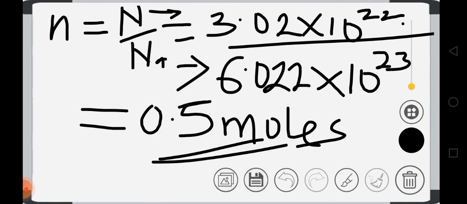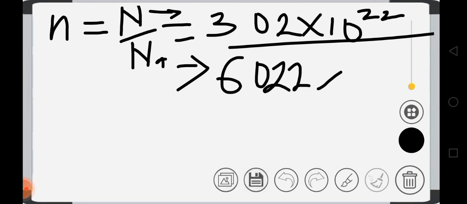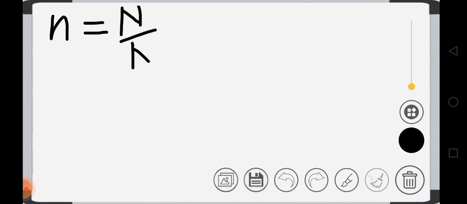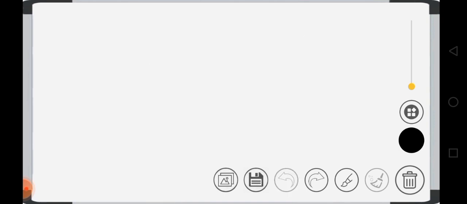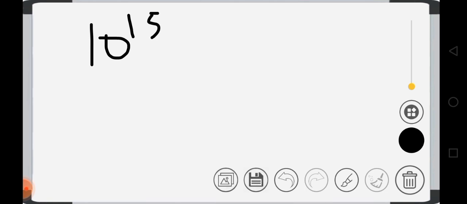So if I ask you now, let's quickly recall back to see what we did before. Let me ask a question now. What is the amount of substance in, let's see, 10 raised to the power 15?